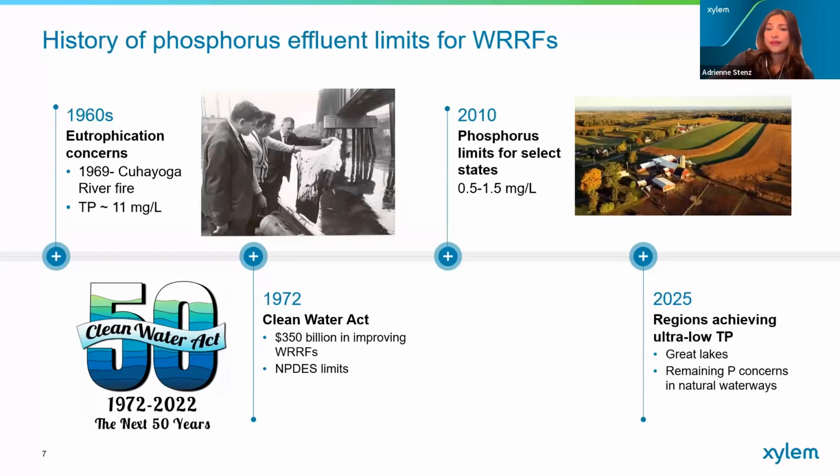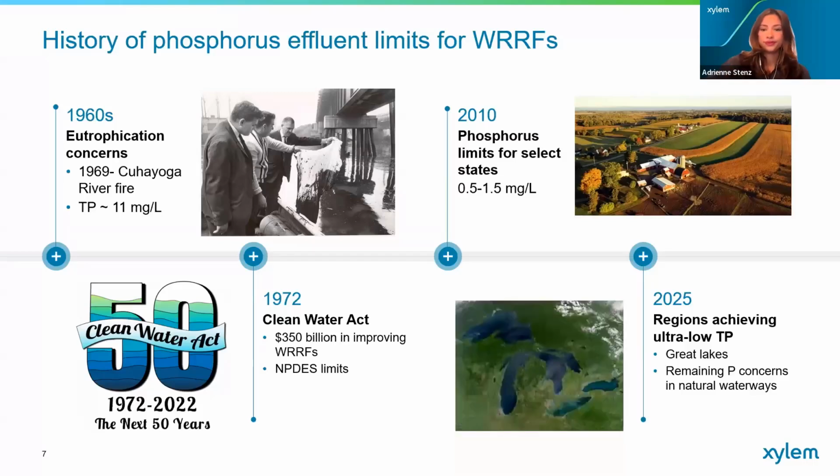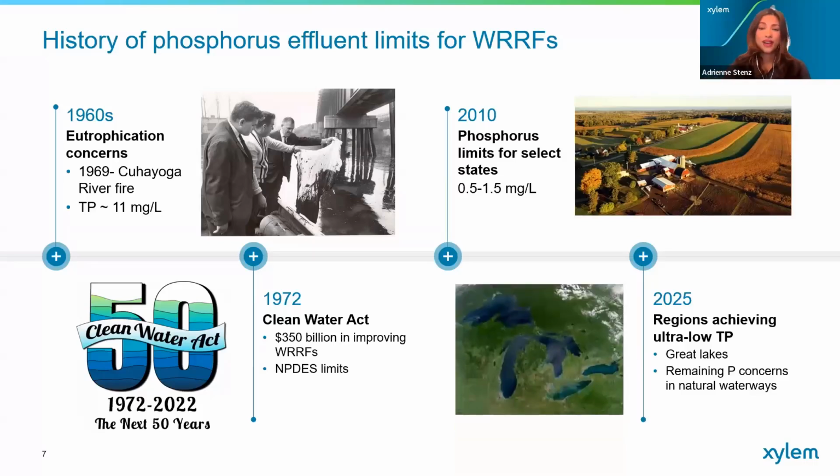By 2010, select states and facilities that discharged into impaired waterways had select phosphorus effluent limits. States like Wisconsin, which has a lot of farming and a lot of freshwater lakes, had implemented statewide phosphorus limits by this time to protect their water resources from eutrophication. And today, phosphorus still remains a key nutrient of concern for our nation's waterways.